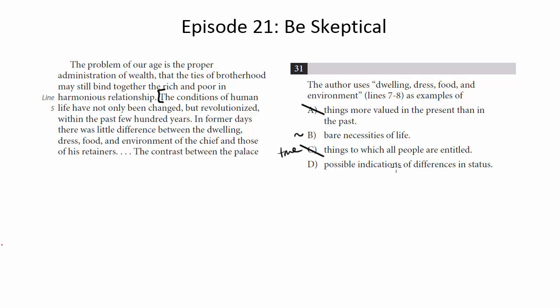Examples of possible indications of differences in status. Aha. Right? You are going to compare people, and that's what this passage is doing. You're comparing people by what they have, by what they own, by their conditions. And this is how you can tell the differences between the chief and the retainers, or the rich person and the poor person. That is the context in which these are being discussed. So luckily we did find a choice better than B. So we'll go with D and we'll get rid of B.